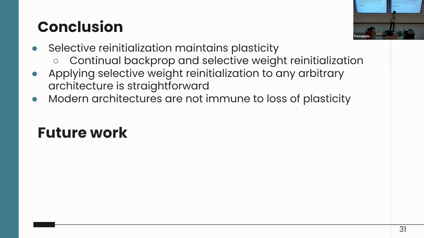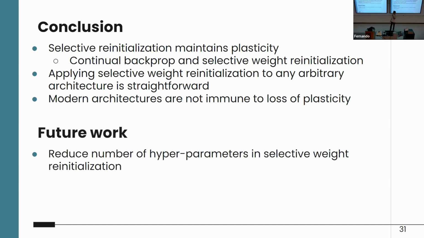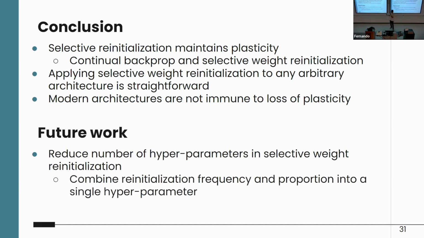And now for future work, again, I'm looking at reducing the number of hyperparameters. Like Rich mentioned, we could combine the reinitialization frequency and reinitialization proportion into a single hyperparameter, like in continual backprop. And I'm also looking into trying other reinitialization functions. Like we saw that there was really no consensus on which reinitialization function was better.